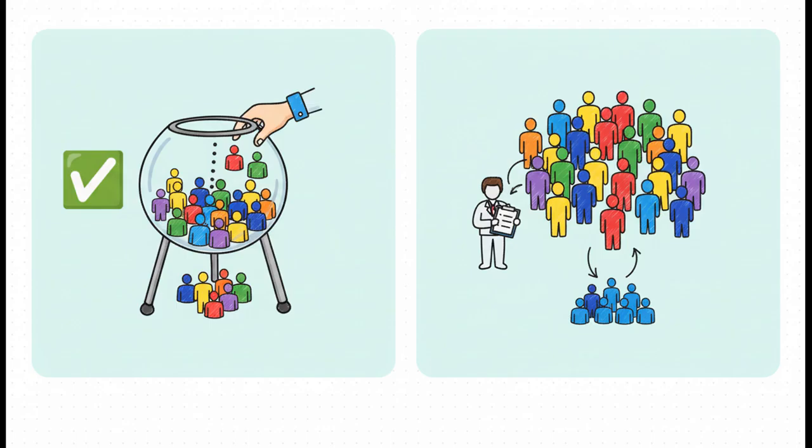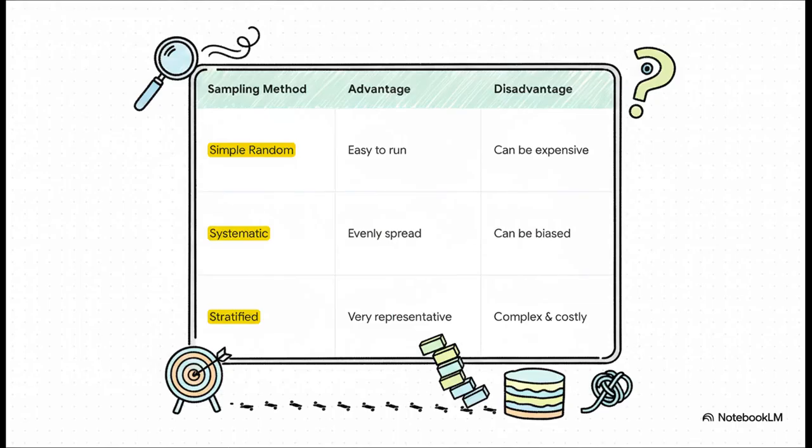And then you've got the risky way, non-probability sampling. This is where you just pick people based on what's easy, like grabbing the first 20 people you see at a mall. The problem? You could end up with a totally biased sample that doesn't represent anyone but those 20 people. So let's look at a few of these good probability-based methods.